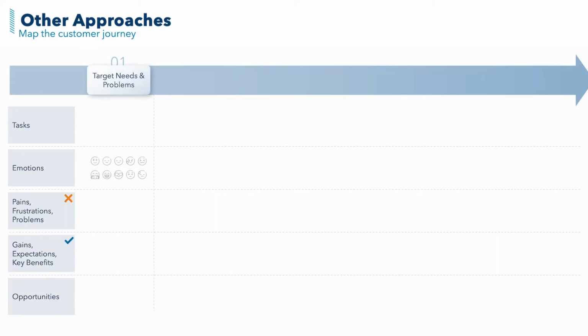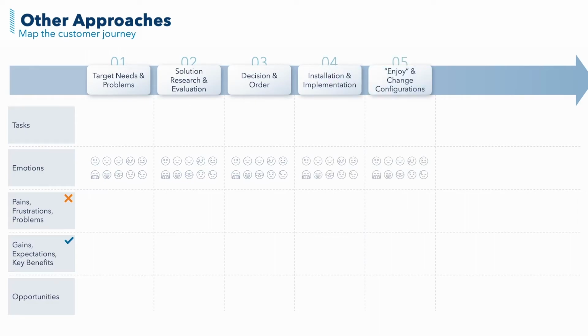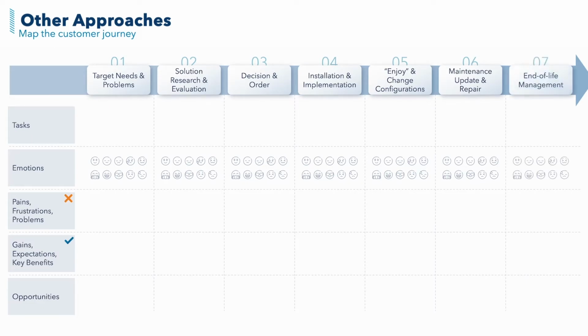From the moment he identifies a problem or a need, he will look for solutions and evaluate them. He will then make a decision and proceed with an order. He might have to install or implement the solution. He will then enjoy the product or service and might have to change or adapt the configuration during its use. He might also have to perform maintenance, updates, and repairs. And finally, he might have to get rid of the product or service, which involves end-of-life management.